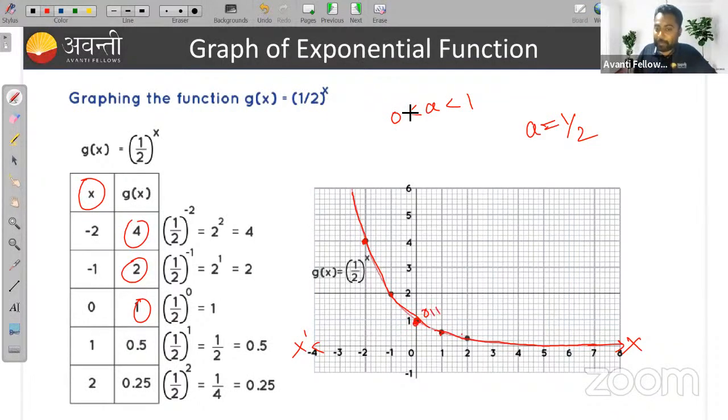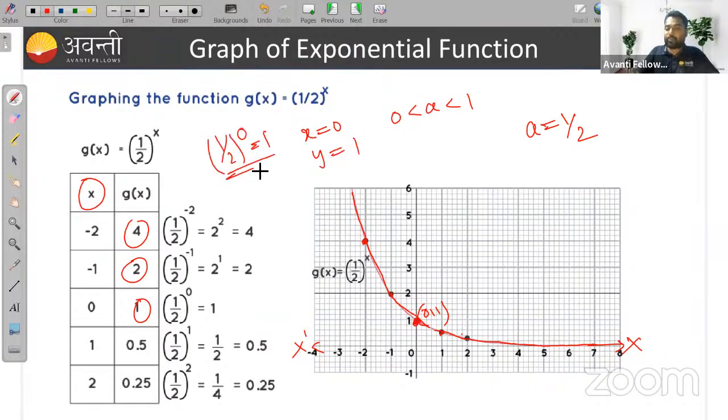(0, 1), because when we take the value of x equal to 0, we get y equal to 1, because half raised to 0 is 1. So always remember, the graph of an exponential function will be intersecting the y-axis at the point (0, 1). Always. I hope this is clear to all of you. In your room you can try to draw all these graphs also.